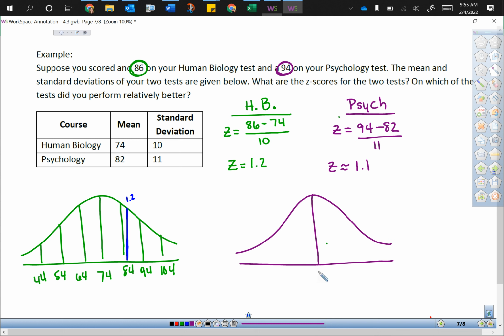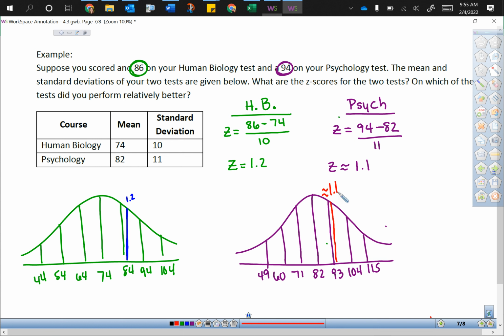Okay, so if I were to draw that bad boy out, we have the mean here, which is 82, and then a standard deviation, so 93, 104, 115, 71, 60, 49. You scored about 1.1 standard deviations above the mean. So here's one standard deviation. This would be about 1.1 standard deviations above the mean.